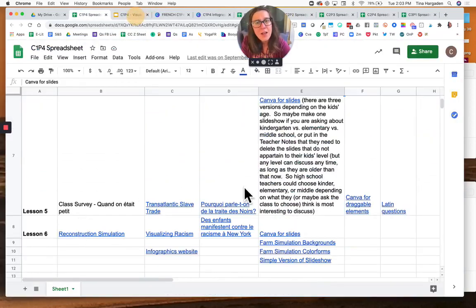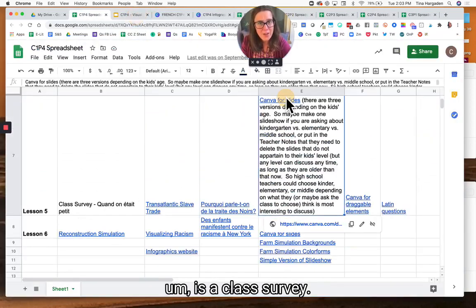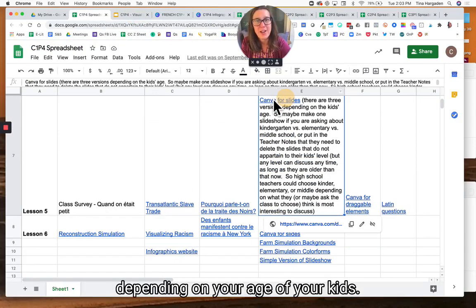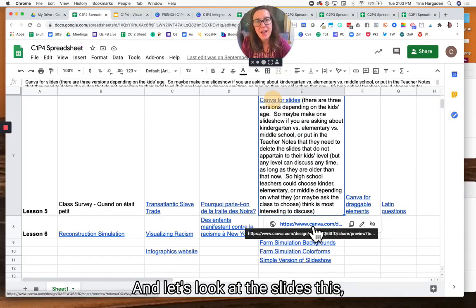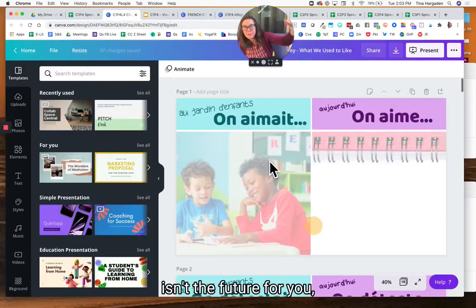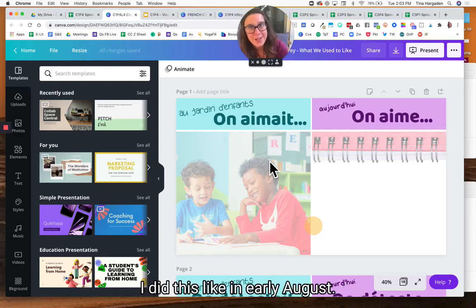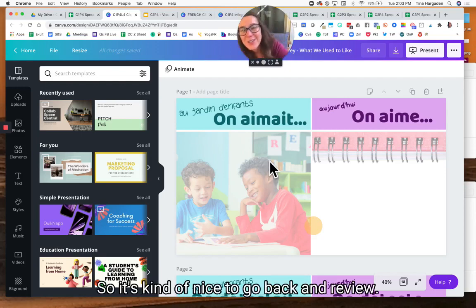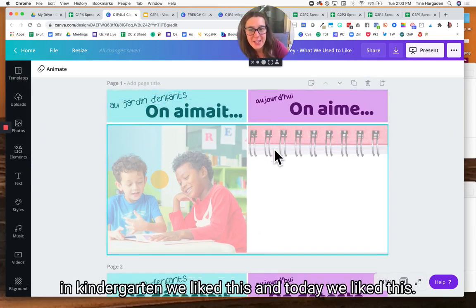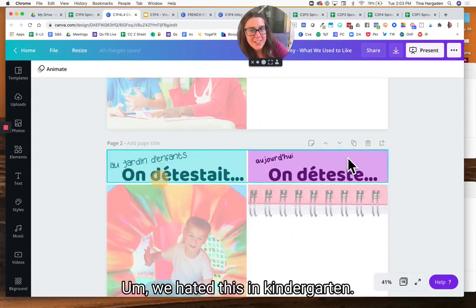Then lesson 5 is a class survey. And it says here about the different versions, depending on the age of your kids. And let's look at the slides. This, believe it or not, is in the future for you, but this is actually in the past for me. I did this in early August. So it's kind of nice to go back and review. So it says, in kindergarten we liked this, and today we like this. We hated this in kindergarten, we liked this.